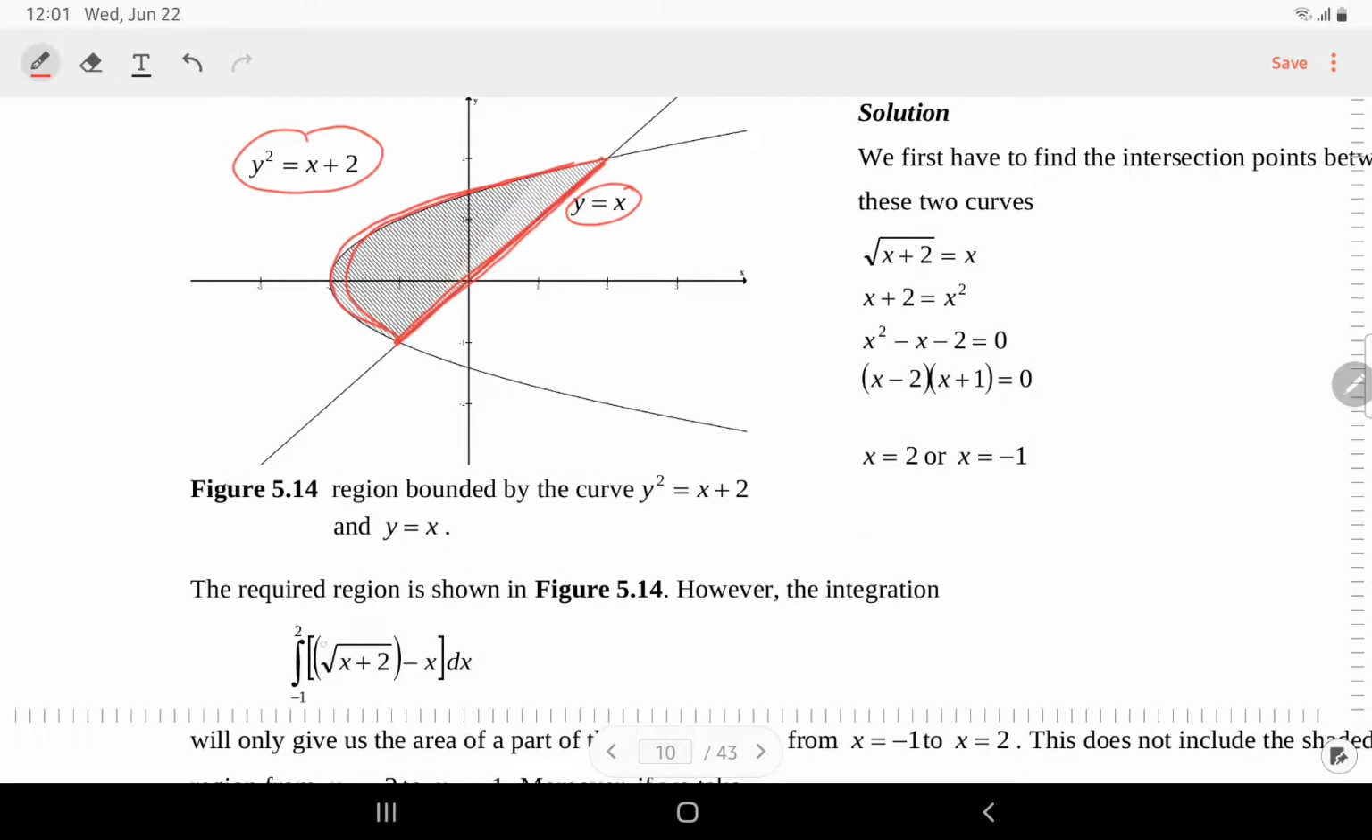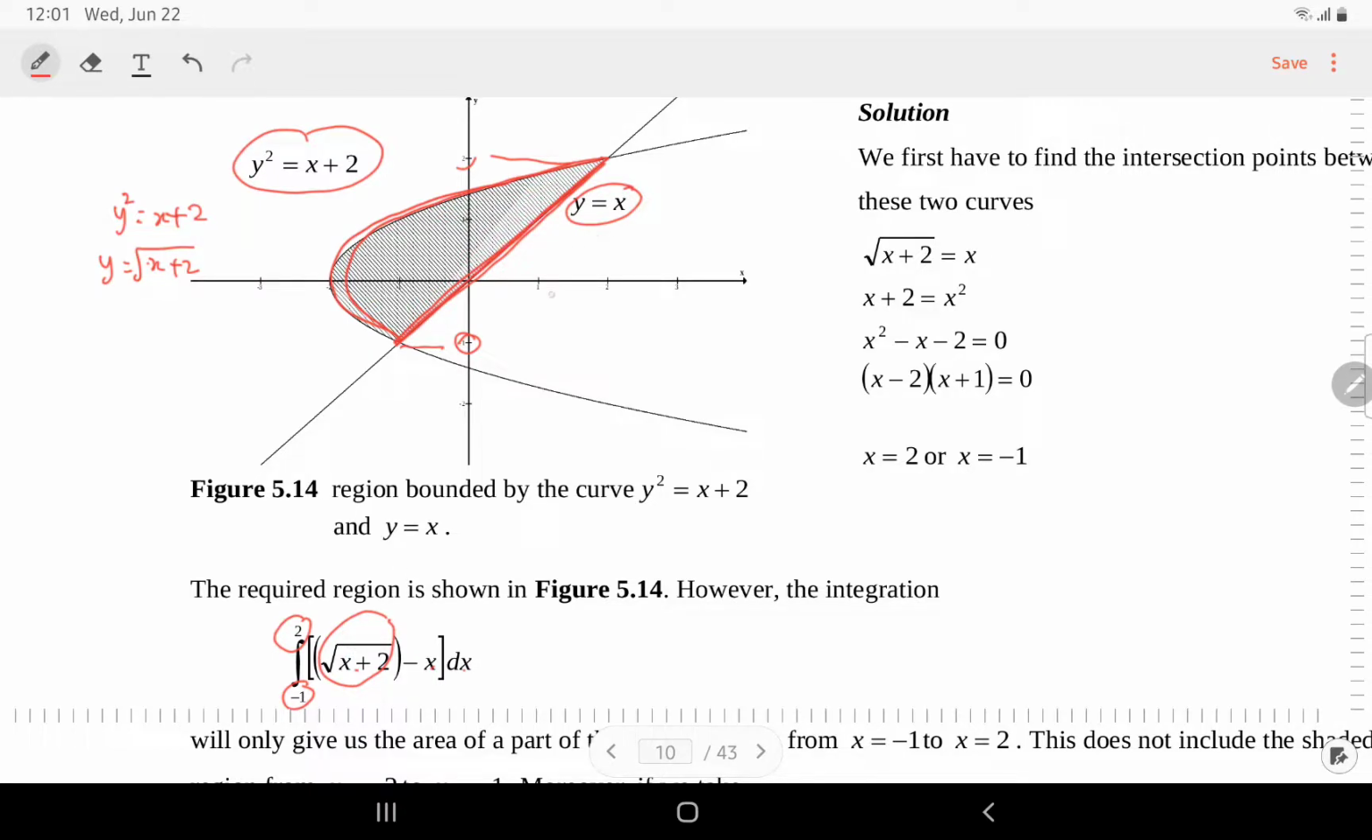Okay, so kalau kita set up formula kita macam ni, integration from negative 1 until 2, negative 1 sebab apa? Negative 1 kat sini, until 2 kat sini. For the function atas tolak bawah, so ini function atas, ni atas yang ni. Y square equals x plus 2. So y equals square root x plus 2. Okay, y equals square root x plus 2. So square root x plus 2 lah kat sini.